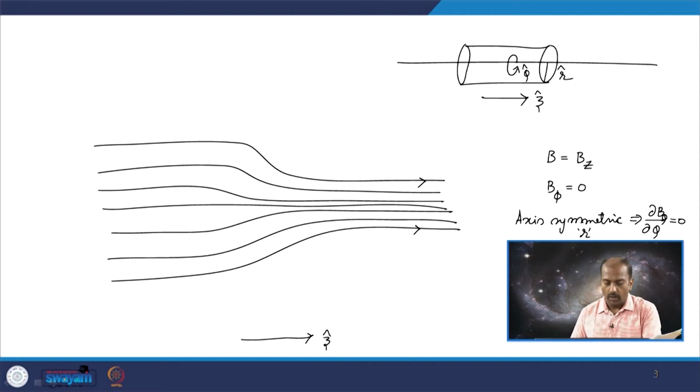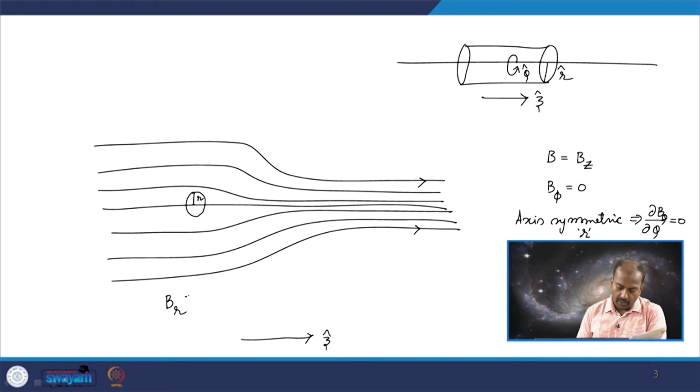Will be constant. So, if you take any point, let us say at a distance r, for any value of phi, the magnetic field is the same. That means that the magnetic field is symmetric about the axis, right. Now, the most important thing about this type of field alignment is that the magnetic field is, of course, pointed in the z direction, but we are not saying that the magnetic field has an r component.